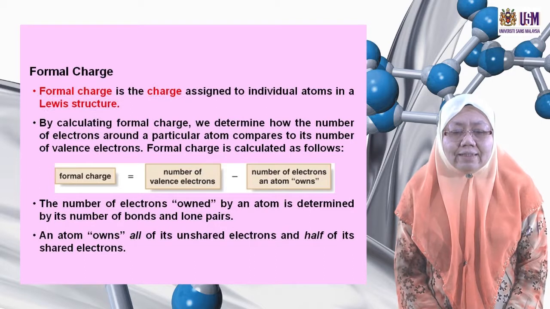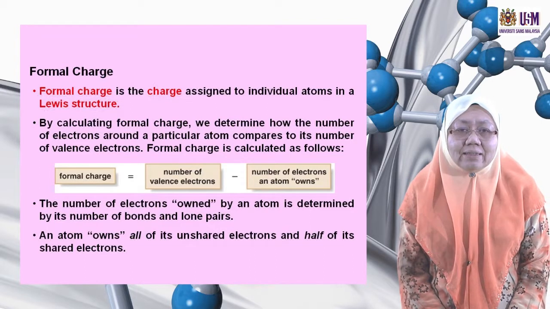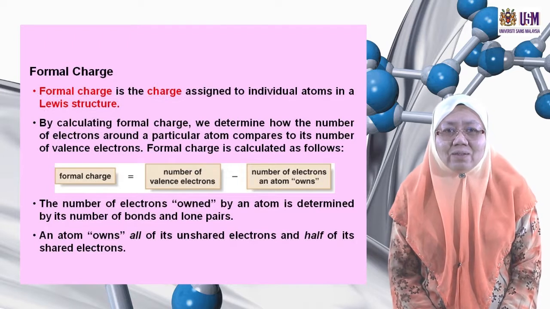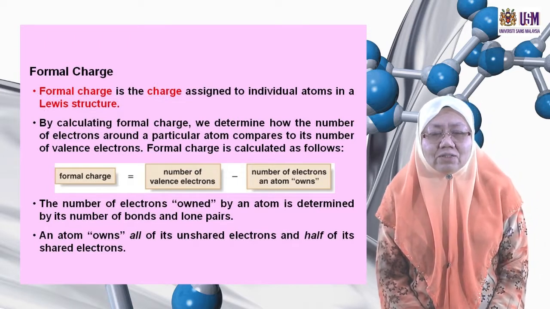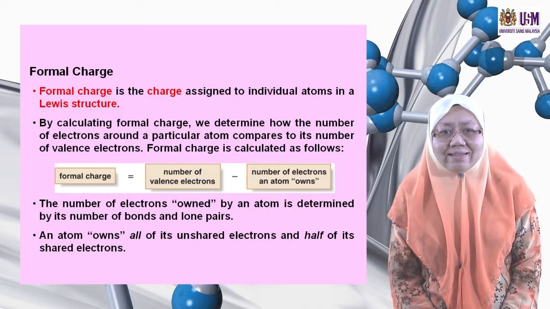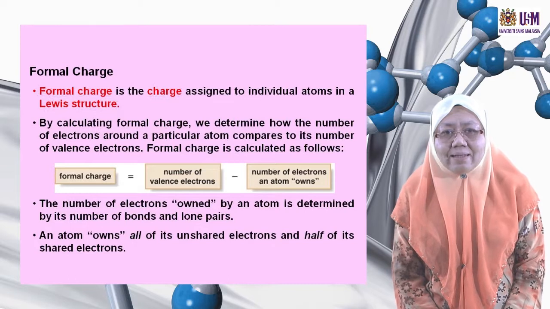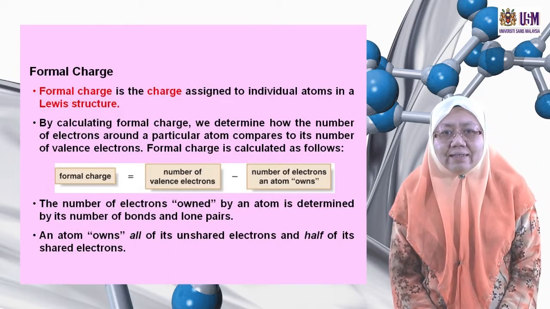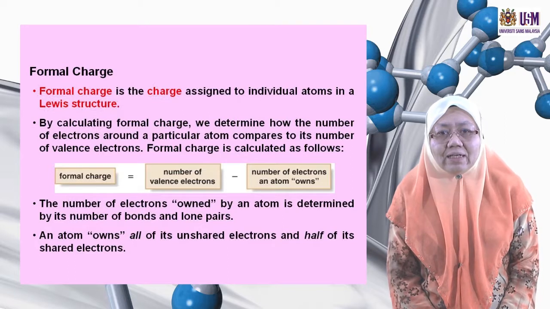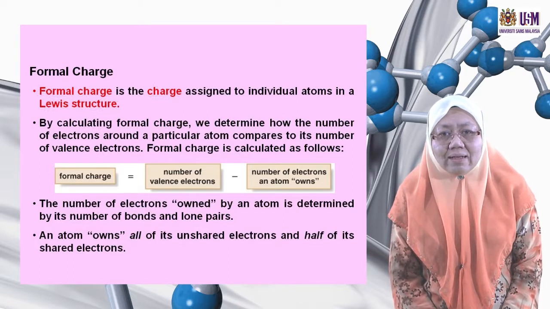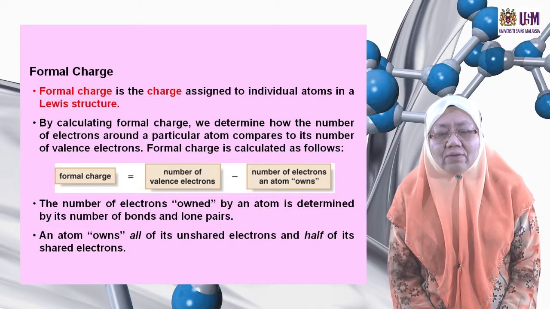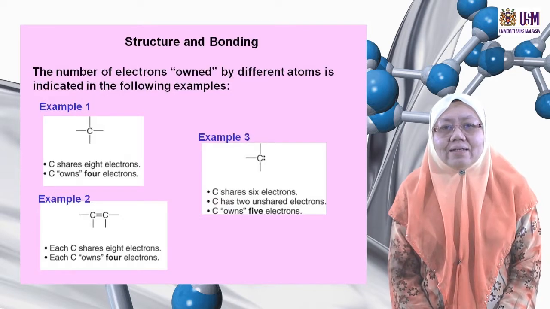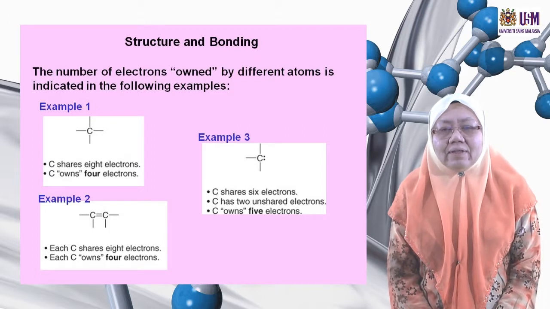Okay, when we have drawn a Lewis structure, we need to determine the formal charge. The formal charge is actually the charge assigned to individual atoms in a Lewis structure. By calculating formal charge, we determine how the number of electrons around a particular atom compares to its number of valence electrons. Formal charge is calculated as follows: the number of valence electrons minus the number of electrons an atom owns. An atom owns all of its unshared electrons and half of its shared electrons.